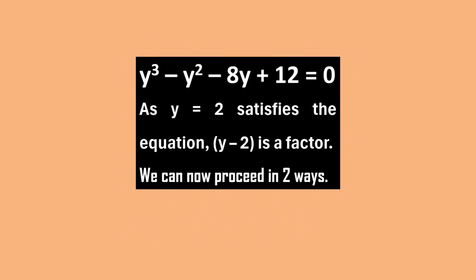Having found that y equal to 2 is one of the solutions, because y equal to 2 satisfies the equation, when you put y equal to 2, you get the expression equal to 0. So y minus 2 is one of the factors. Y equal to 2 means y minus 2 equal to 0. Now there are two ways in which you can proceed. Let us see the two methods which we can apply after finding that y minus 2 is a factor.